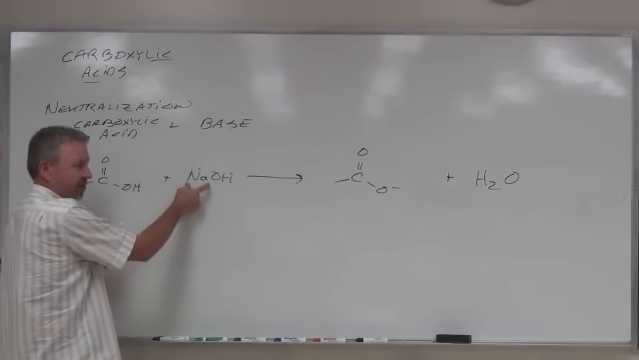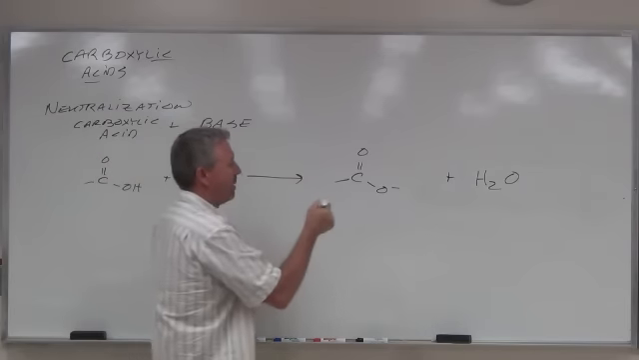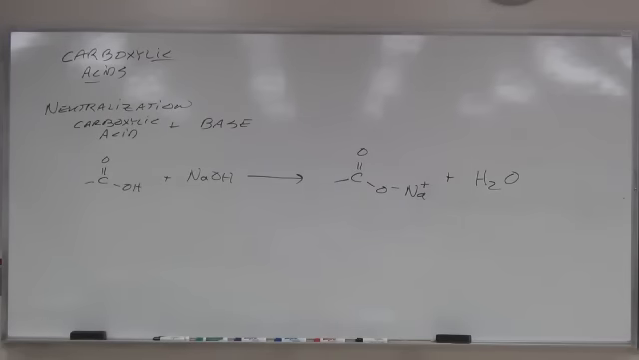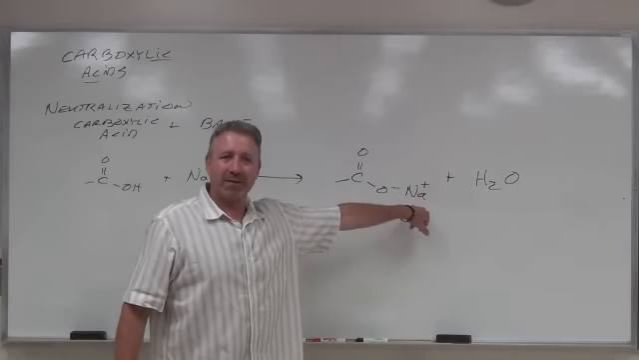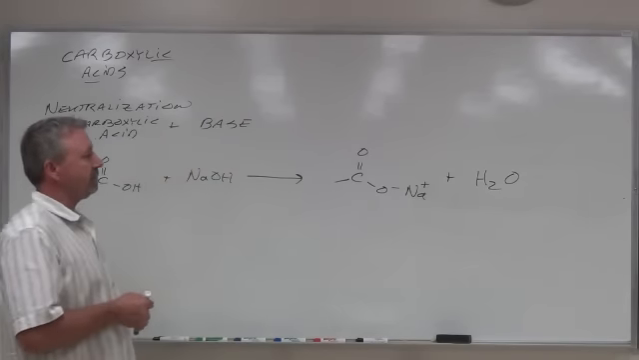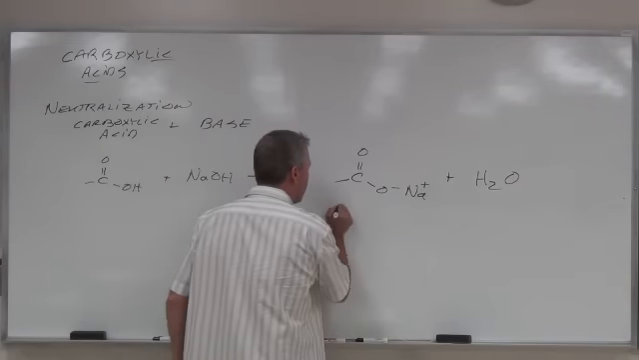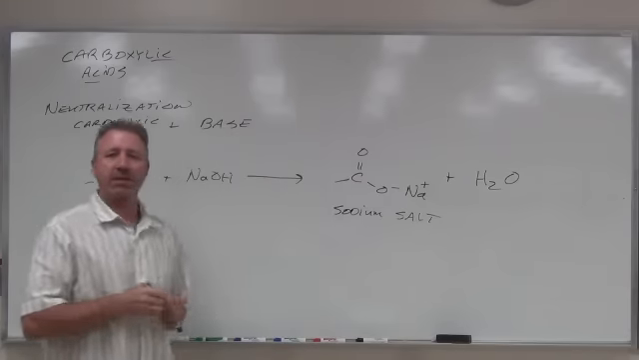But this, because it's a strong base, will ionize into Na+. The OH has already been taken up by the H+. So we have an Na floating around. This is an ionic bond. It's not covalent. That's why we don't show the line going across. This is an opposites attract type interaction. And that's what you're going to have with metals, right? Metals don't form covalent bonds. Metals form ionic bonds. This is the sodium salt of the carboxylic acid.